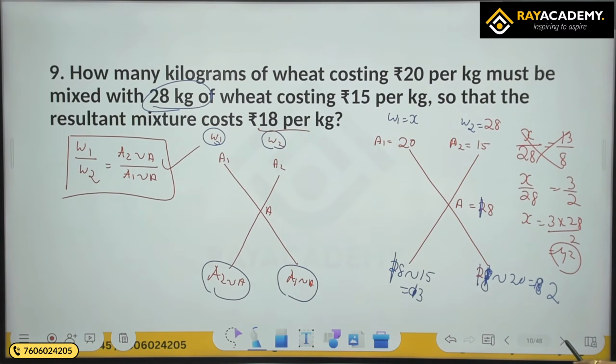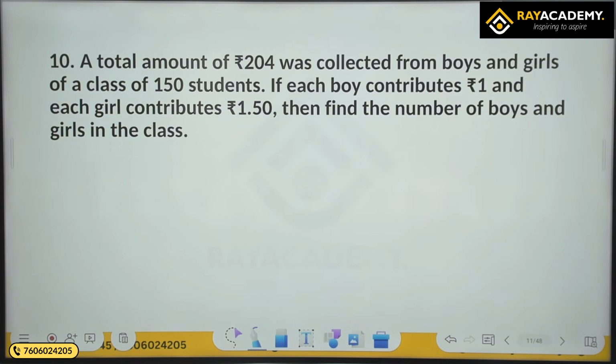Okay. Next question. A total amount of 204 was collected from boys and girls of a class of 150 students. If each boy contributes 1 rupee and each girl contributes 1.50, then find the number of boys and girls in the class.